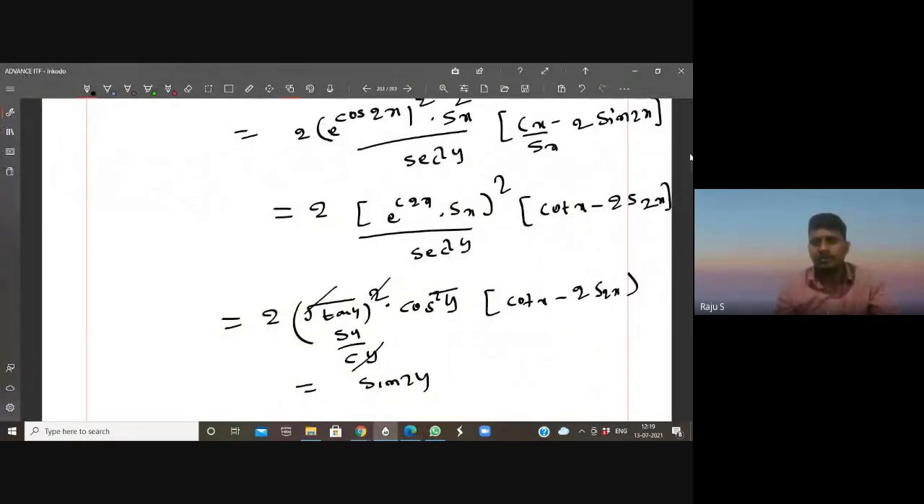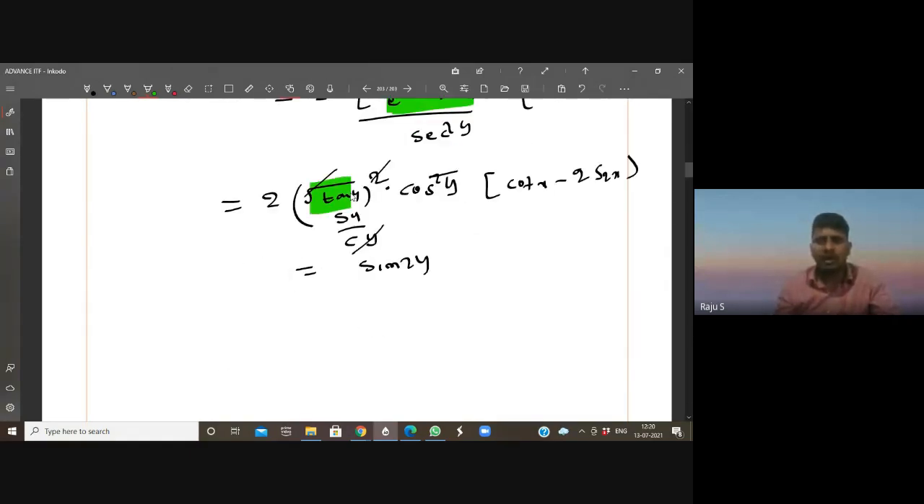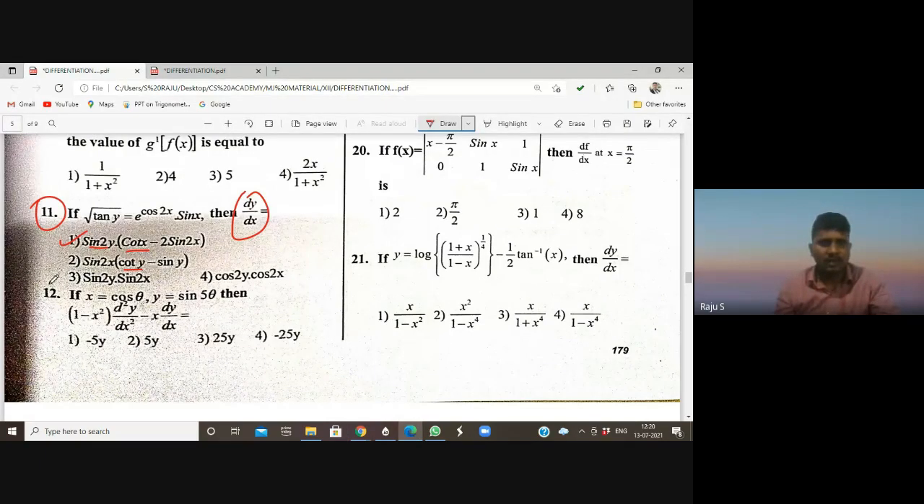See here what I have done. I'm taking one of the sin x outside. Finally, we got e power cos 2x into sin x to the whole square. This value is clearly root tan y. I replace root tan y whole square. Square root gets cancelled, tan y. Tan is nothing but sin by cos. Sin y by cos y into cos square y. Cos y gets cancelled, remaining 2 into sin y into cos y. 2 sin y cos y is sin 2y into cot x minus 2 sin 2x. First option. Any doubts? I think so, no doubts.